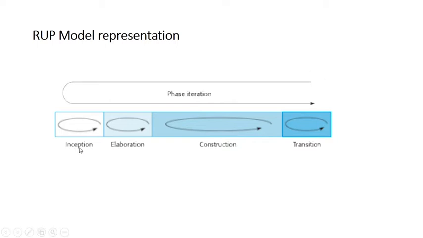We have 4 phases: inception, elaboration, construction and transition. What does inception mean? Inception is simply when a problem comes in, right? Inception of the problem, right? So all the activities carried out will be carried out in this inception phase. Second is elaboration. Okay, you got the problem statement, now you need to elaborate it. Elaborate means have a proper understanding of your system.